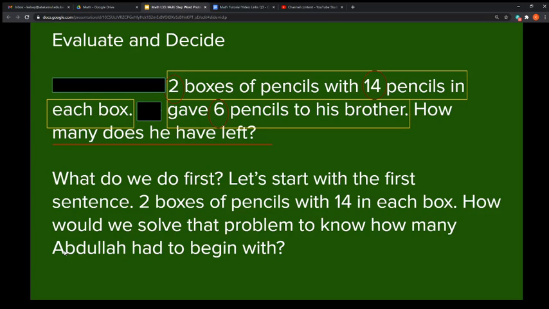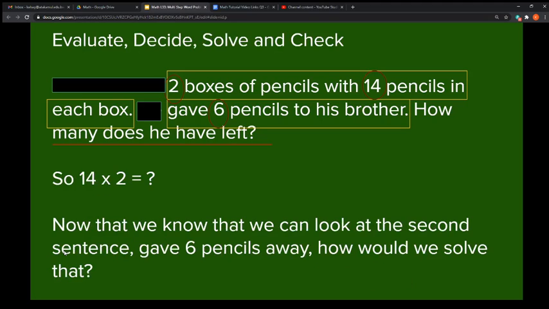What do we do first? Let's start with the first sentence. 2 boxes of pencils with 14 in each box. How would we solve that problem to know how many Abdullah had to begin with? Multiply. So 14 times 2 is 28.